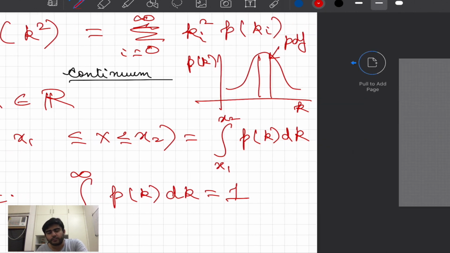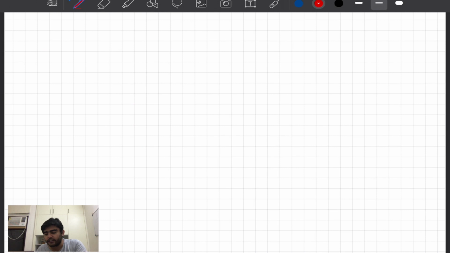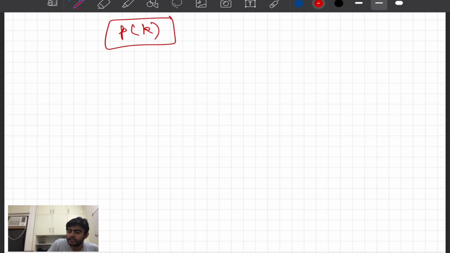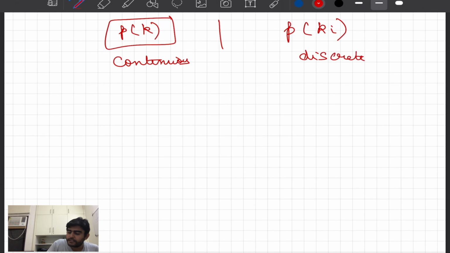Now we have looked into some PDFs, and the question arises: what are the functional forms that I should integrate? To do integration, I need to know some mathematical form of this pk, and even if I have to summate, I need to know what pki is. So if this is continuous and this is discrete, to avoid any confusion, we will denote this by fk, and we will use pk for denoting the discrete variables.